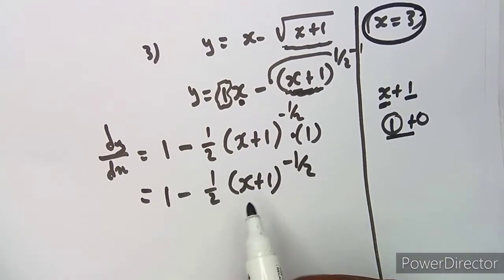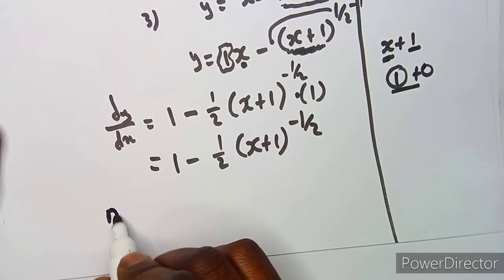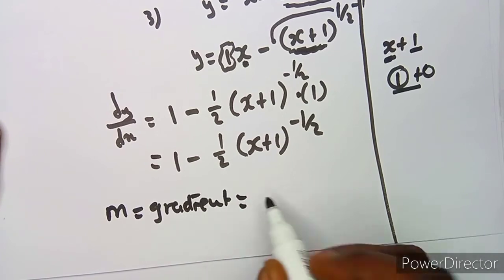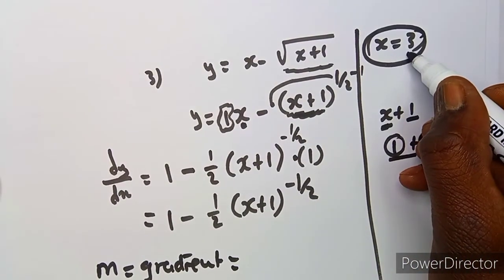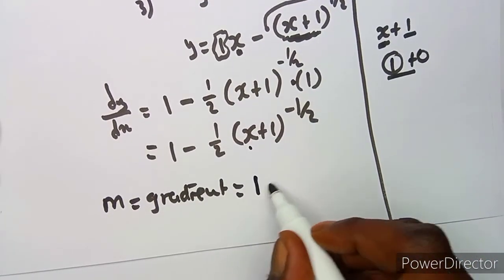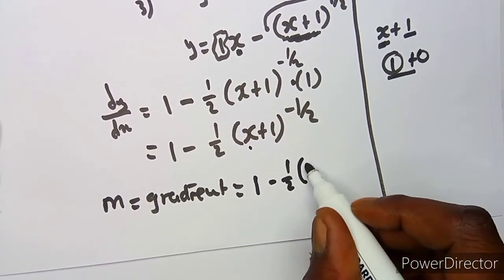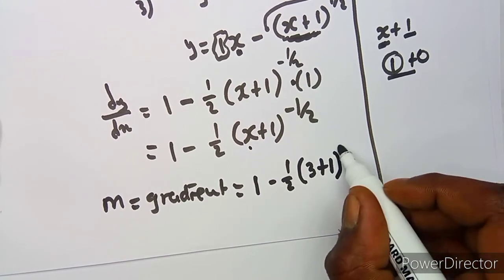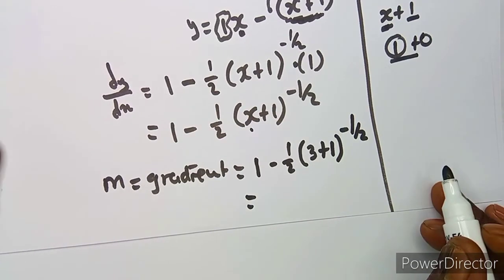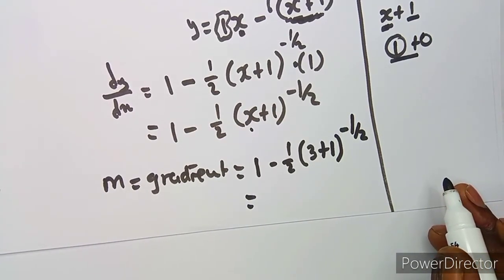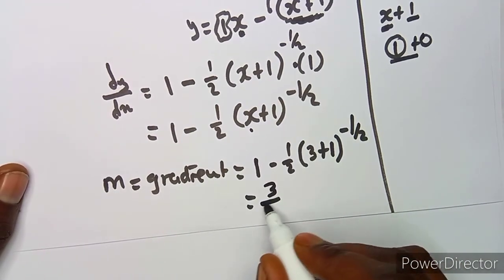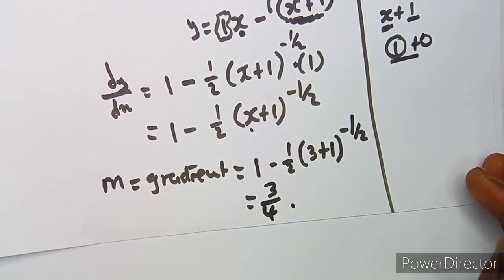So just substitute on your calculator now to find m, which is the gradient, which is the exact value of the gradient. Just substitute the value of x at this point, which is 3, into x here. So it's 1 minus a half into (3 plus 1) to the exponent of minus half. Your calculator can do all these calculations and simplify this, and this is going to give you 3 over 4. So use your calculator. That's your gradient.